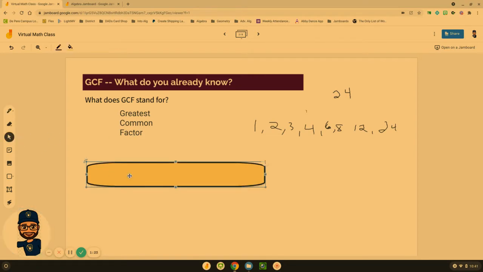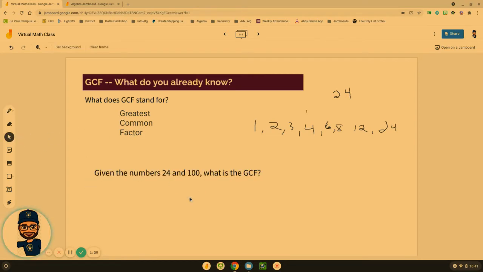And so as we are looking for those different types of things, we're going to start to look at what's called the greatest common factor and trying to find the greatest or the largest number that goes into both 24 and 100. Take a moment and see if you can't figure out what's the greatest common factor of 24 and 100.